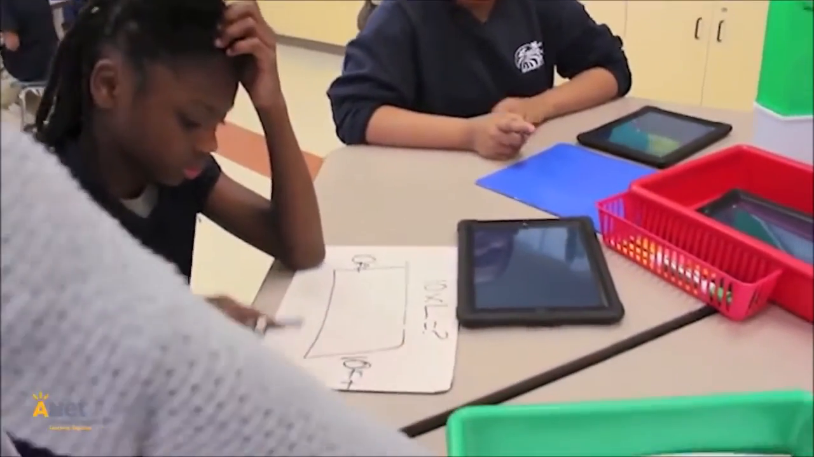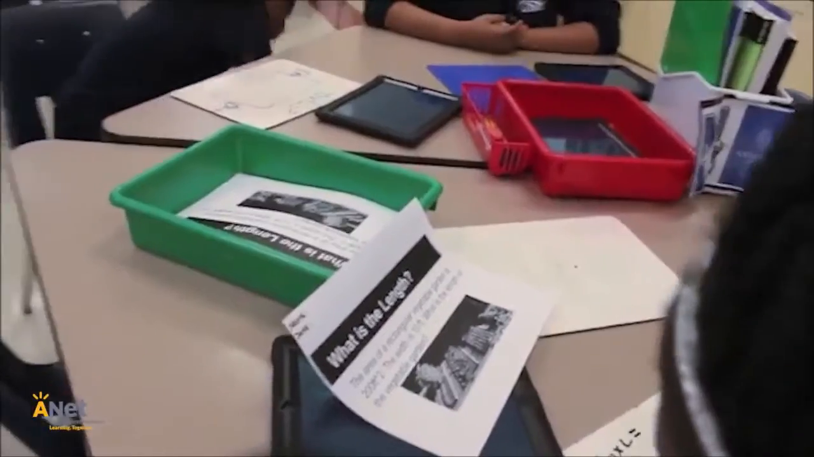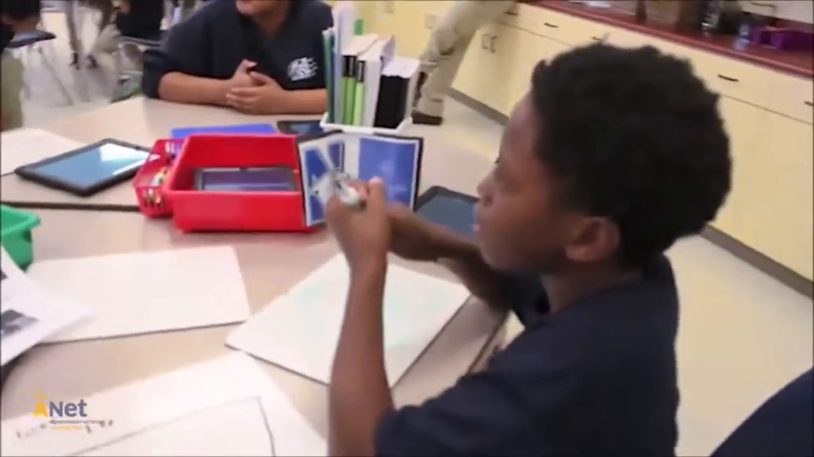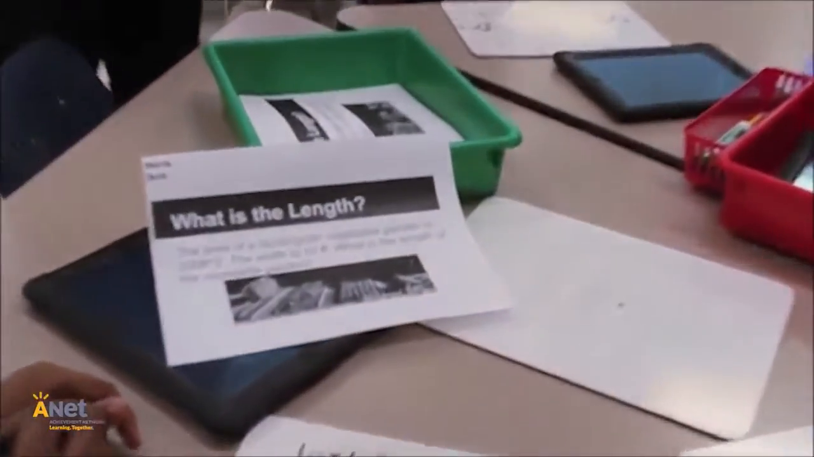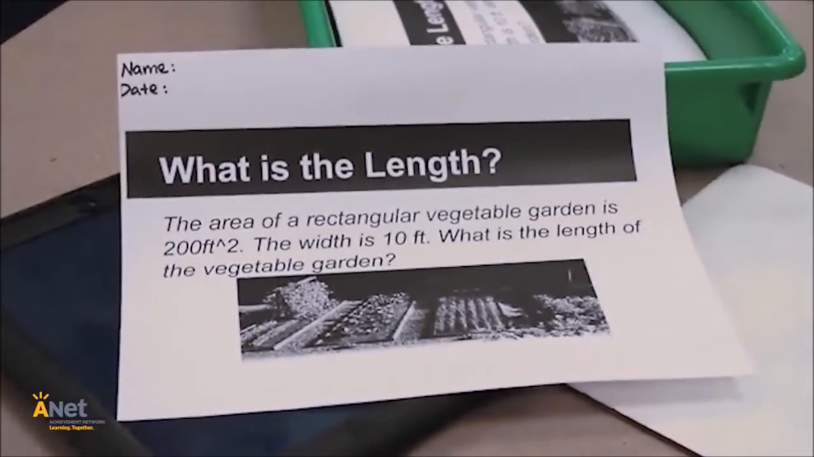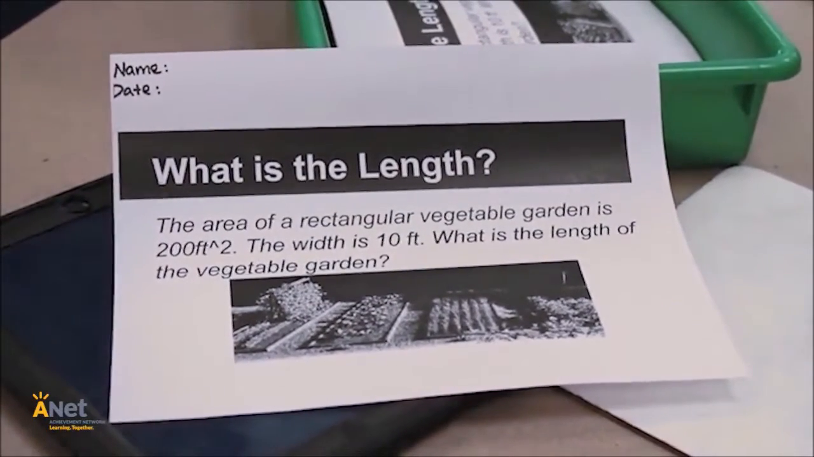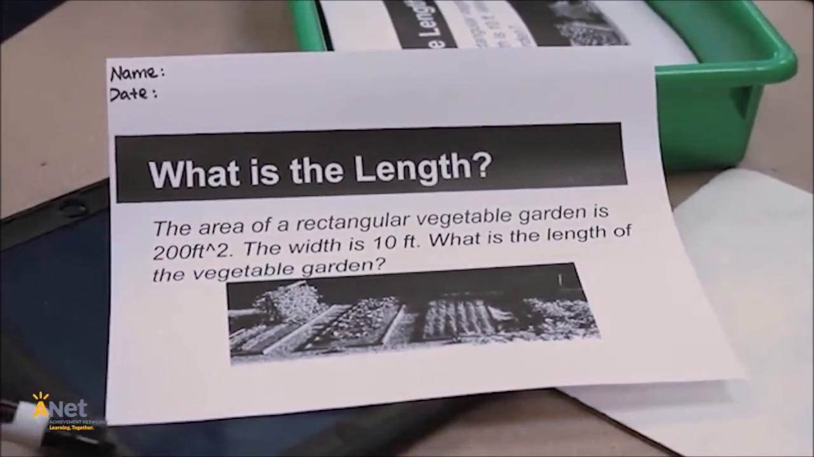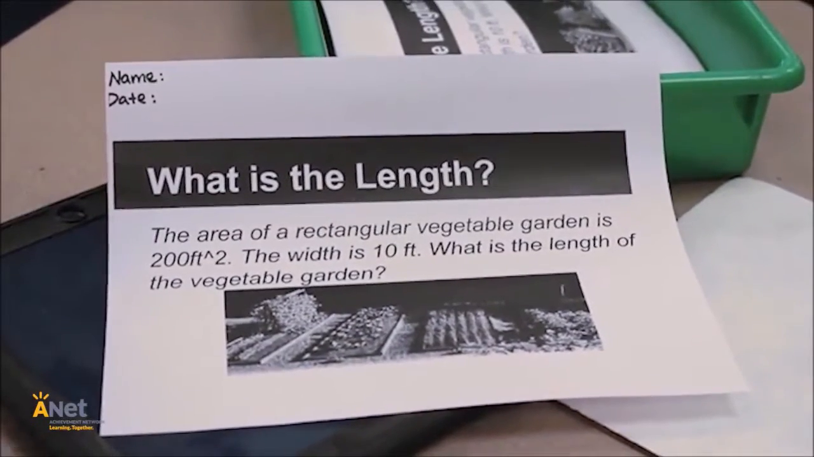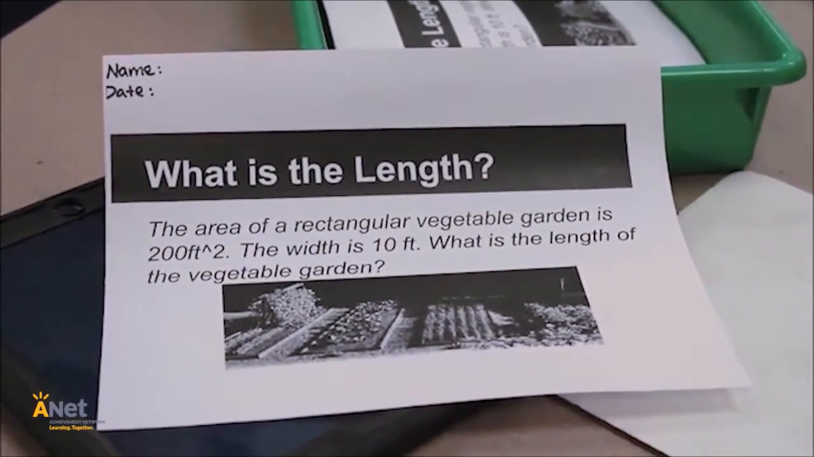Well, what does the problem say? Look at it. It says we are getting 200 feet squared. Okay, so what's 200 feet squared? What is that measurement in the problem? 10 feet. Let's go to the problem. What does it say? 200. But what is 200 feet squared? Oh, this is the area. 200 is the area. Okay.